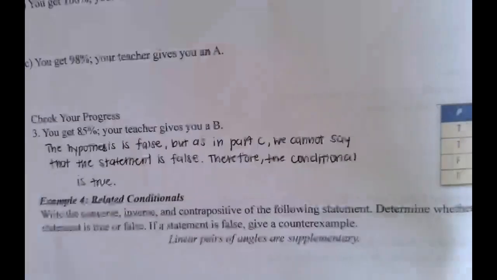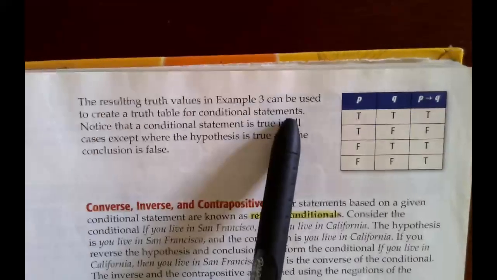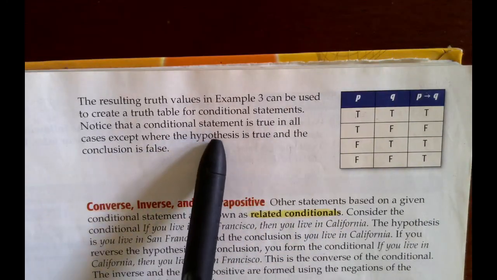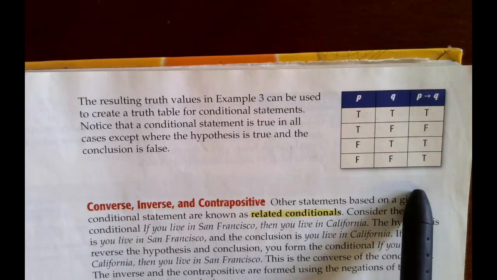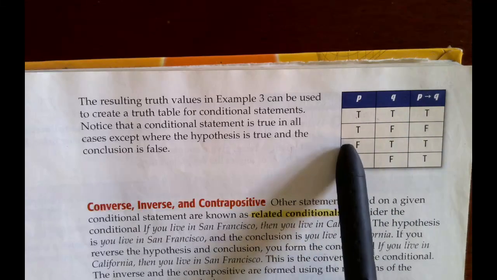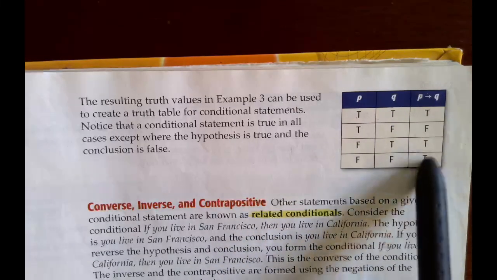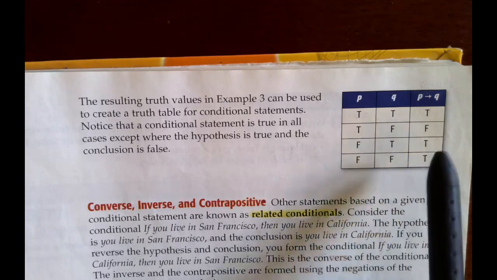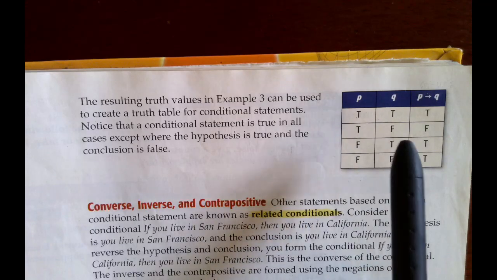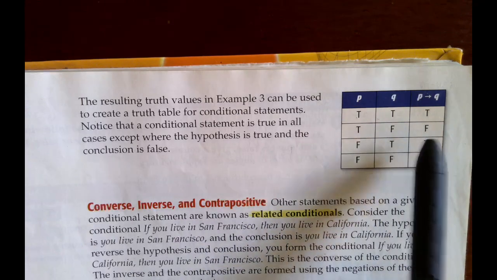So that's a little bit confusing, but what it shows us is that the resulting truth values in example 3 can be used to create a truth table for our conditional statements. Notice that a conditional statement is true in all of these cases, except where the hypothesis is true but the conclusion is false. So if P and Q are true, then the whole thing is true. Even if P is false, it's still going to be true. The only time the whole statement is false is if the hypothesis is true and the conclusion is false. That's the only time.